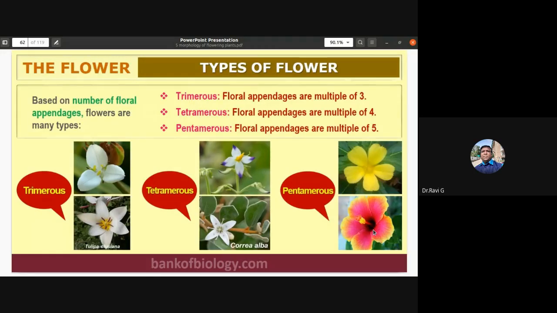So this condition where the floral appendages are in fives or in multiples of five, we call that pentamerous flowers. Pentamerous flowers are a characteristic feature of dicotyledonous plants. You can also notice hexamerous flowers. Very rarely, a few trees have hexamerous flowers.